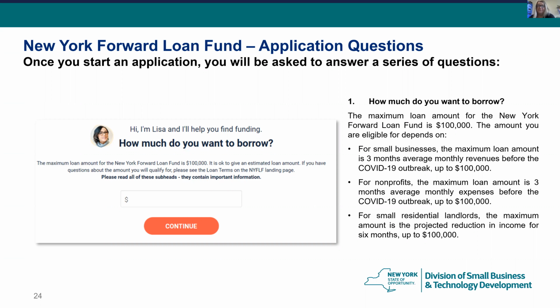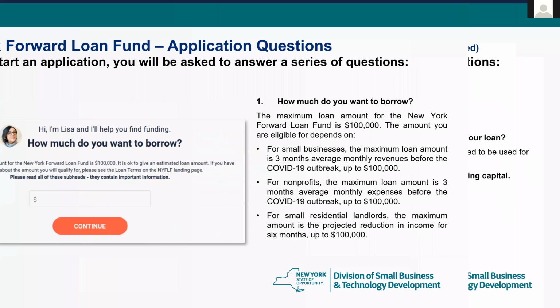And I want to point out as well that just because you're allowed to borrow $75,000 never means that you have to borrow $75,000. So if you feel that you can get away with borrowing less, you can do that. You're not required to borrow the maximum amount that you're going to qualify for.